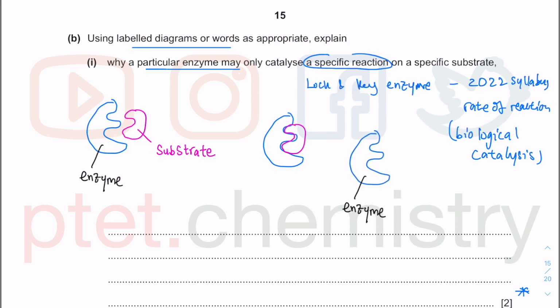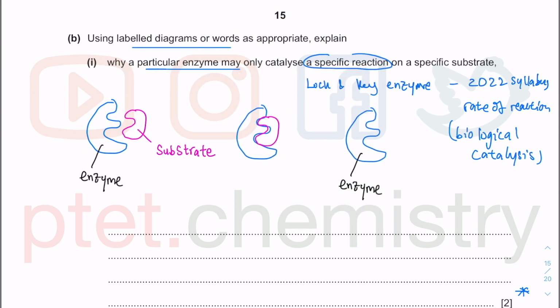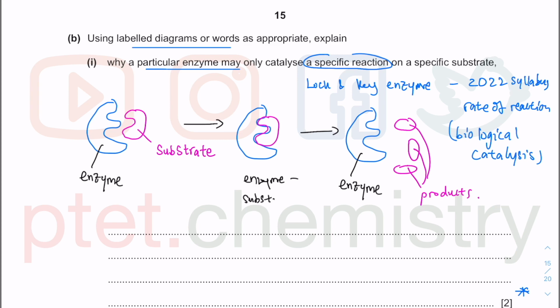And I'll get my products. Then I'll get back my enzyme, and I will have formed a different product, so there will be products. We're just drawing simple diagrams to show the idea really. So just to show arrows, because we are representing that going to that. This is your enzyme substrate complex.